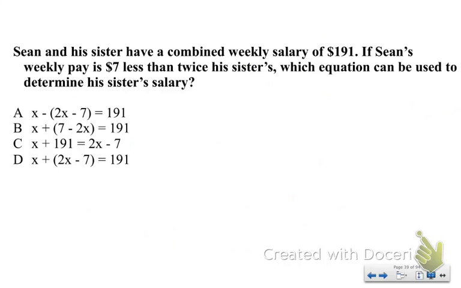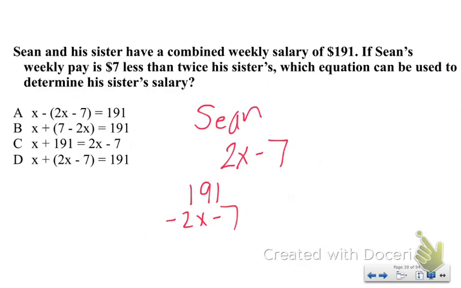First of all, Sean's salary is going to be 7 less than twice his sister's, so that's going to be 2x minus 7, where x is his sister. So his sister's is going to be 191 minus his salary gives you her salary. Okay, but they're not written like that. They're written as equal to 191. So you got to think, where would I be subtracting 2x minus 7 to get x by itself? And that would be D.